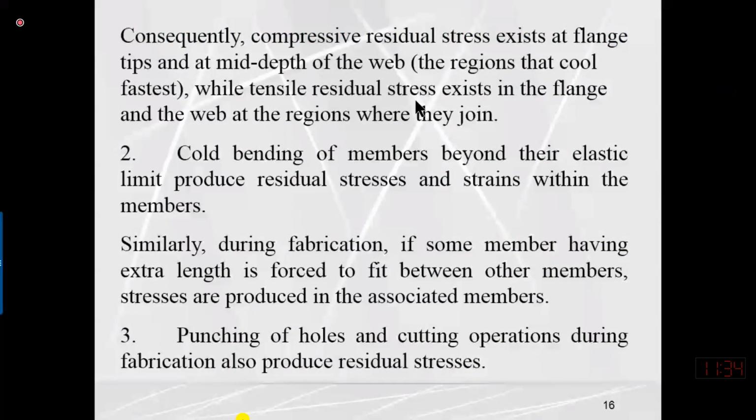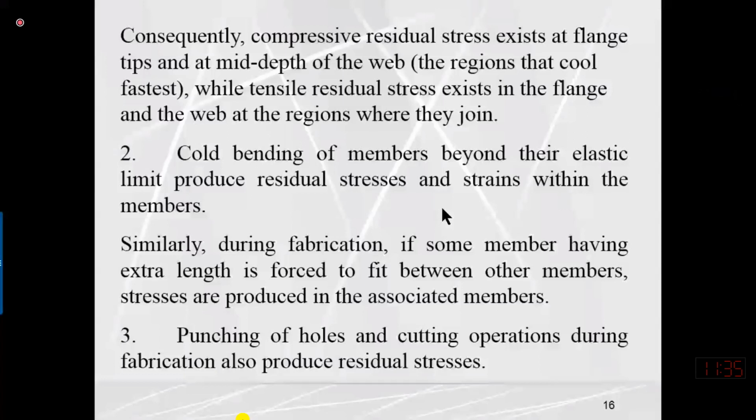Cold bending of a member beyond its elastic limit produces residual stresses, and the strain within the member will be stored. We have already discussed cold work sections, which are made at room temperature from steel sheets. These are also referred to as thin walled members. So if we have steel sheets, when we bend them, we make them into a new shape. So how are we bending?